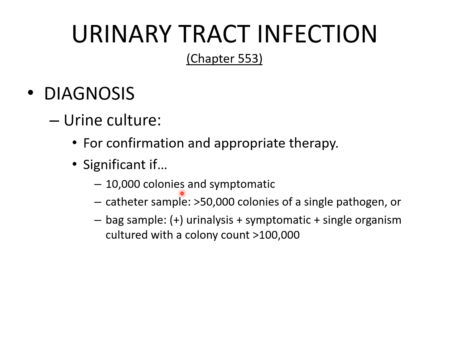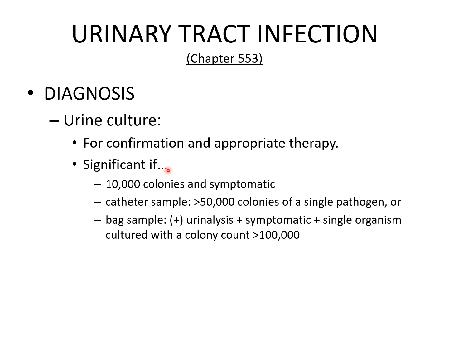But if your patient is asymptomatic and the sample is from a catheter, then a single pathogen of more than 50,000 colonies is already positive for urine culture. Or if your sample is from the bag or midstream, collected from a container and not catheterized, then your patient should be symptomatic, and the urine culture should show a single organism with a colony count of more than 100,000 before you can diagnose a positive urine culture.